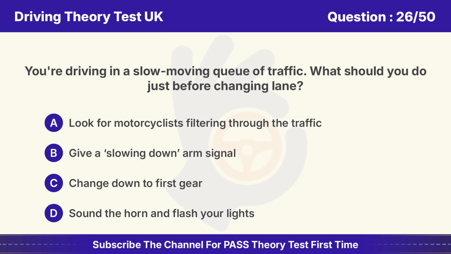Question 26. You're driving in a slow-moving queue of traffic. What should you do just before changing lane? Option A. Look for motorcyclists filtering through the traffic. B. Give a slowing down arm signal. C. Change down to first gear. D. Sound the horn and flash your lights.